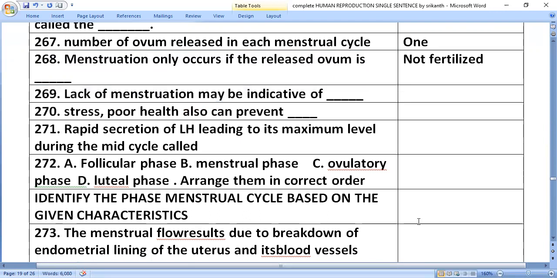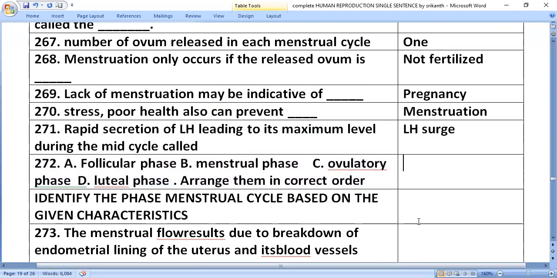Lack of menstruation may be indicative of pregnancy. Stress and poor health can also prevent menstruation. Rapid secretion of LH leading to its maximum level during the mid-cycle is called LH surge.